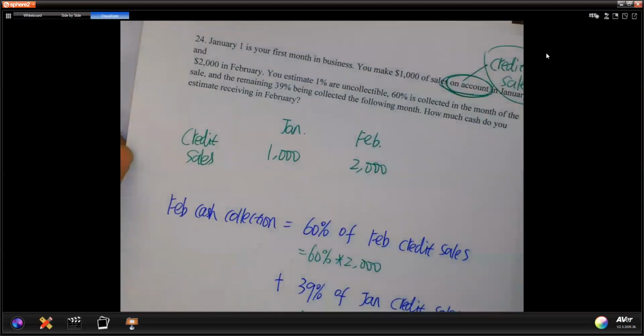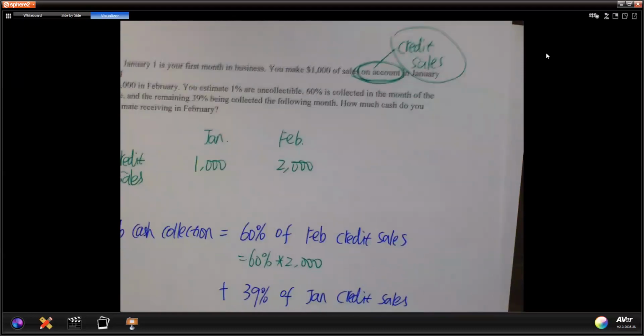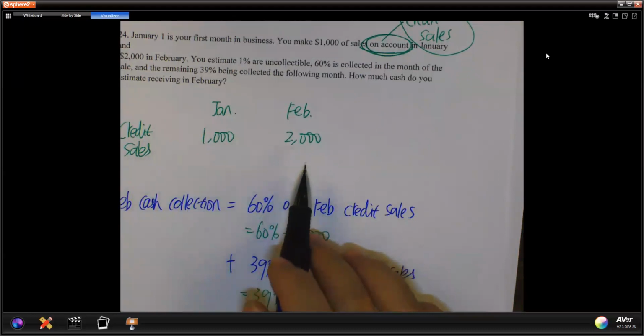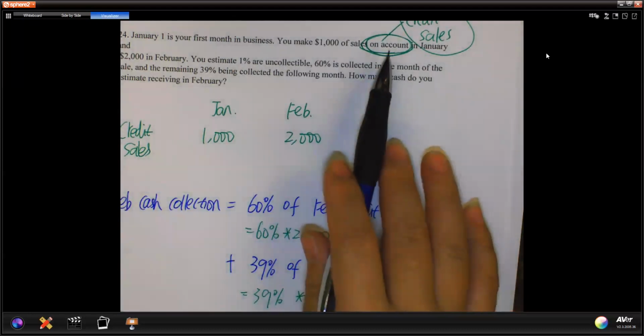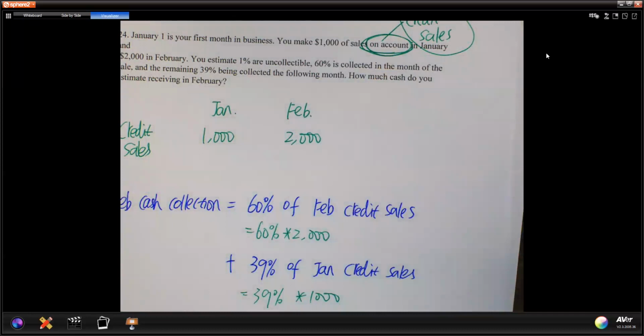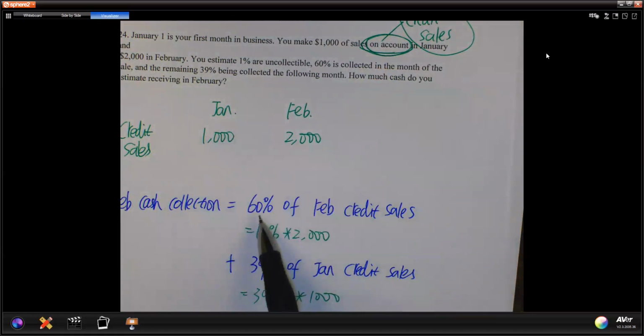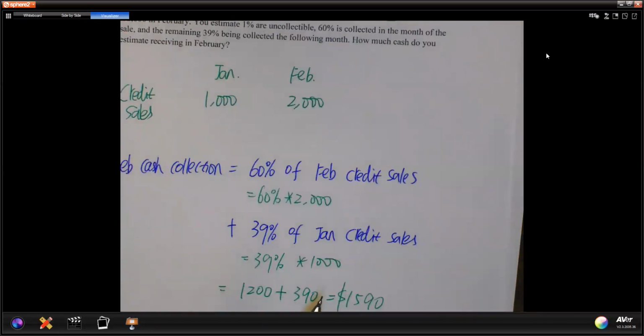Okay, and the next one, question 24, talking about still your cash collection, right? You have January, you have February. It just told you this is credit sale immediately, so you don't have the cash sale part. And then it said your February will collect 60% of February credit sales and 39% of January credit sales. Remember, we don't have cash sales information, so it's all about credit sales collection. Therefore, you will get $1,590 as your February cash collection.